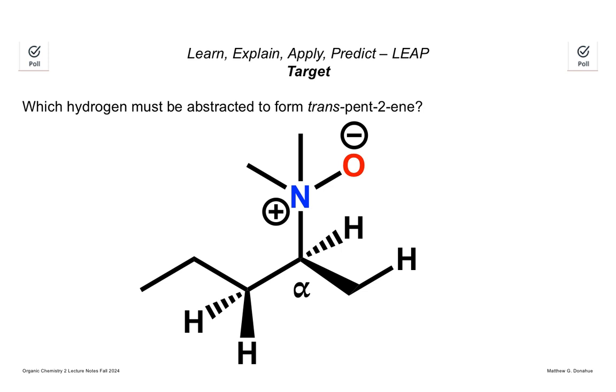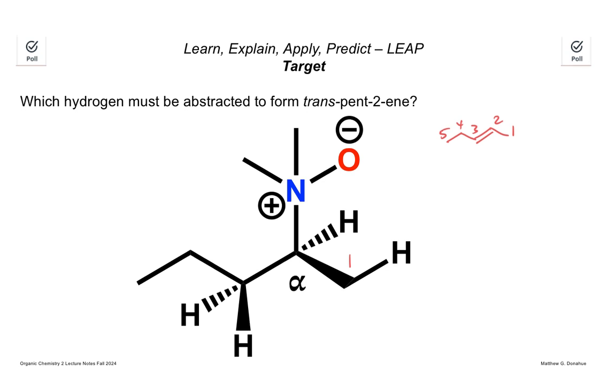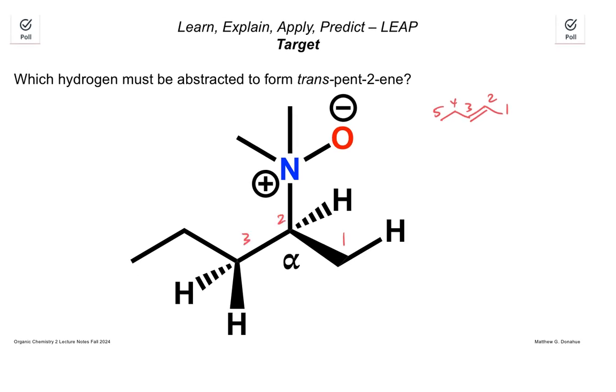This question is asking which hydrogen must be abstracted if we want to form trans 2-pentene. So there's pentene. We put the double bond at position 2 to 3. There's the trans isomer. So if we draw in carbons 1, 2, 3, 4, and 5, this was a beta carbon. Carbon 3 was also beta. So we need to eliminate a hydrogen from carbon 3, and now we need to pick out which one.